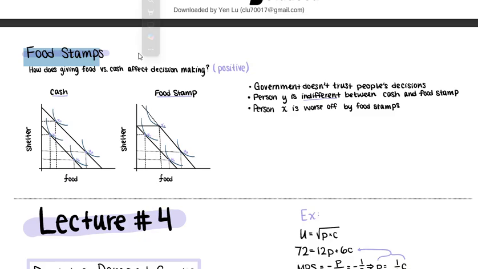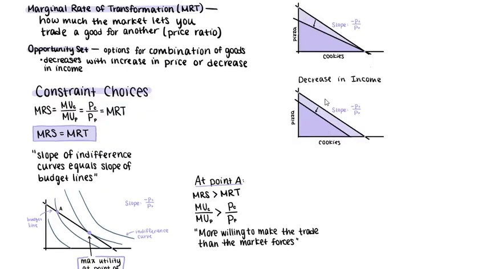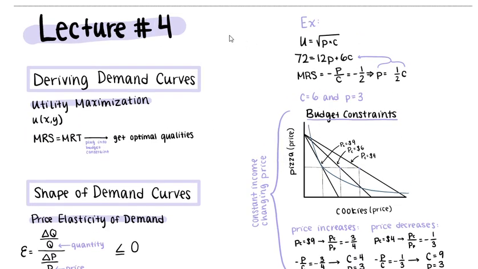Okay, so here's the first, food stamps. I'm not going to talk about that. Just positive analysis, because just like a policy, the American government gives food stamps, and they can spend the food stamps on food in order to live. So yeah, that's an example. The next lecture, we're going to derive demand curves.